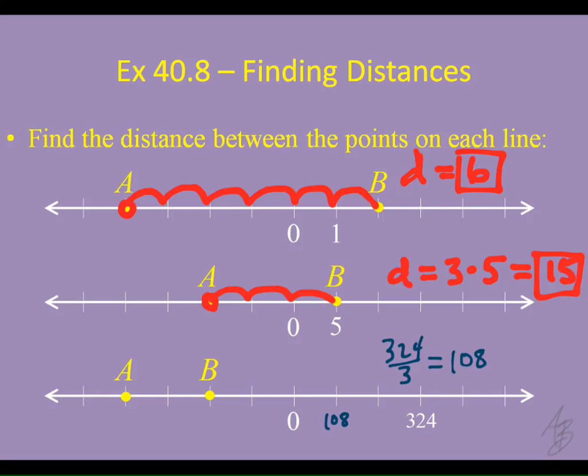What does this hash mark right here have? What's the value of this one? Or the coordinate? Negative 108. Negative 108. How about this one? Negative 216. How about this one? Negative 324. How about this one? Negative 432. Good job, Evan.